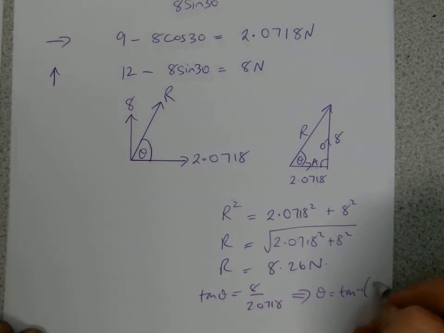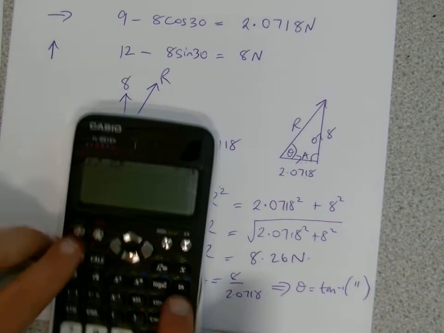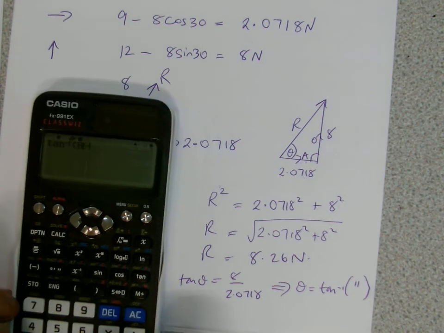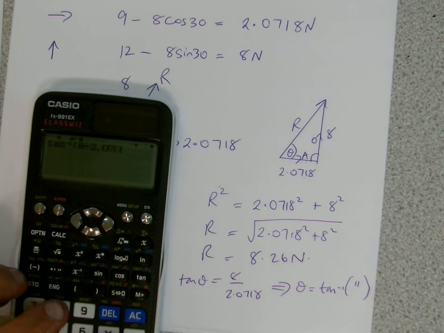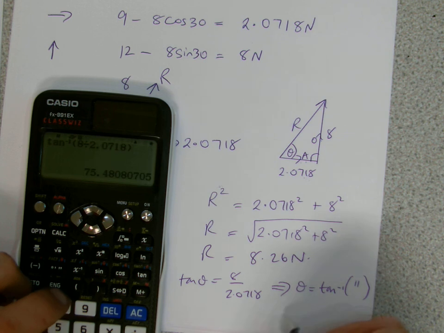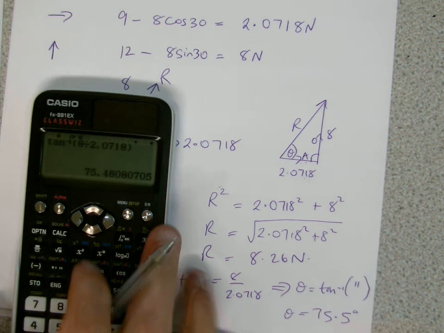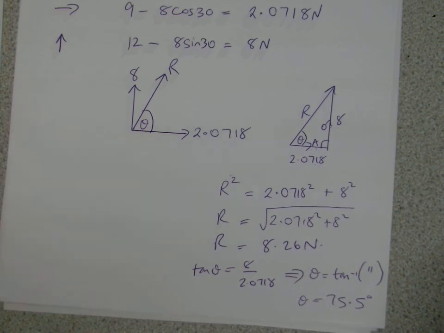I haven't got much room here, so I'll just do that. But on my calculator, I'll type in tan to the minus 1 of 8 divided by 2.0718. Okay, and I get my answer to be 75.5 degrees, so 1 decimal place for an angle. And we're done.